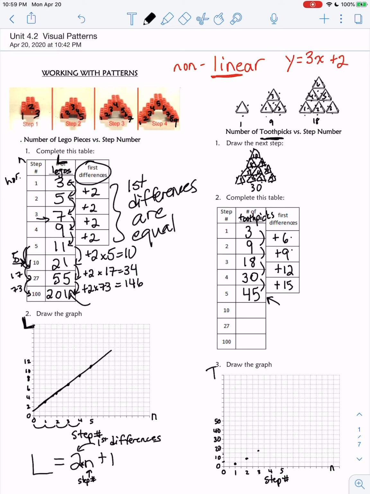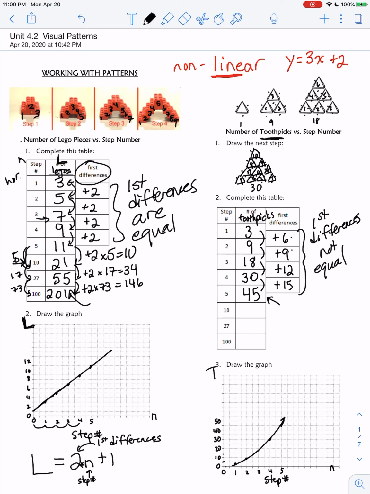4 is going to be at 30. And then 5 is going to be at 45. Okay, I can see that this is definitely non-linear. Notice the first differences are not equal.